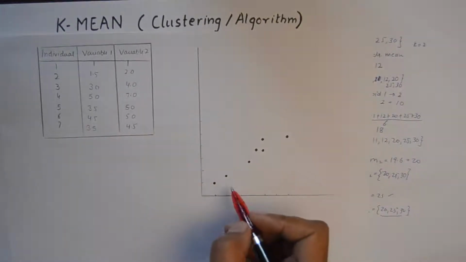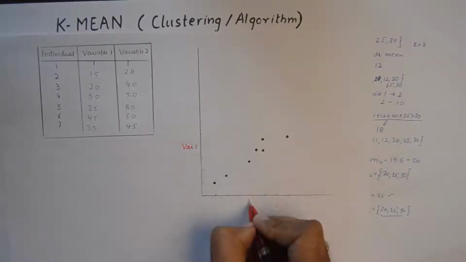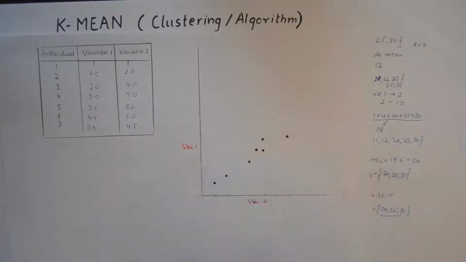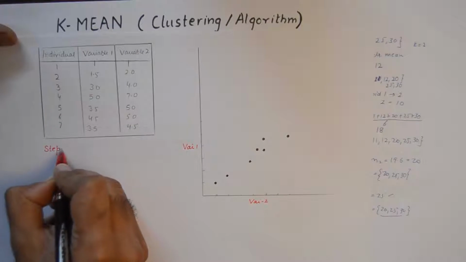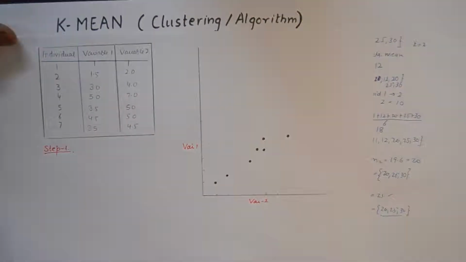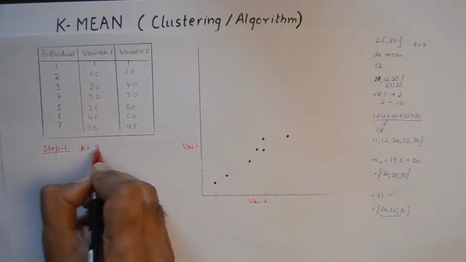So I can safely plot variable 1 versus variable 2 on a two-dimensional feature space. Now step number 1 is to decide how many clusters we need. So let us say I need 2 clusters for the data points in this feature space. So I'll say my K is 2.